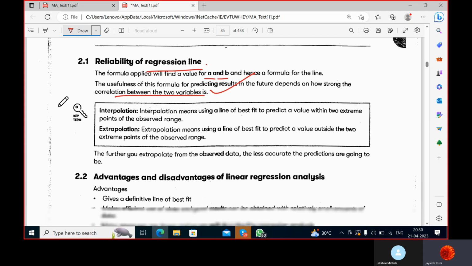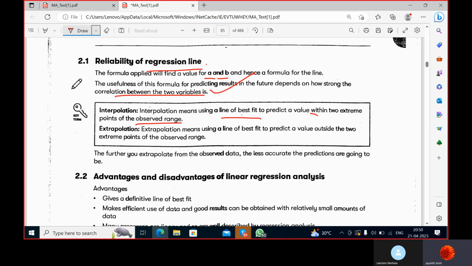Interpolation means using a line of best fit to predict a value within the two extreme points of the observed range. You can take the line and predict any value within the extremes. That means you can take any x value and find out the y value.